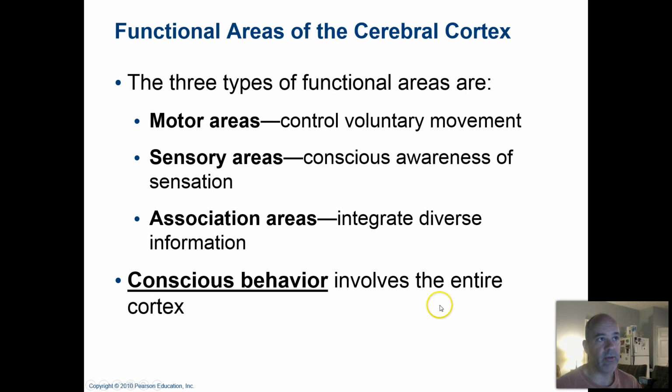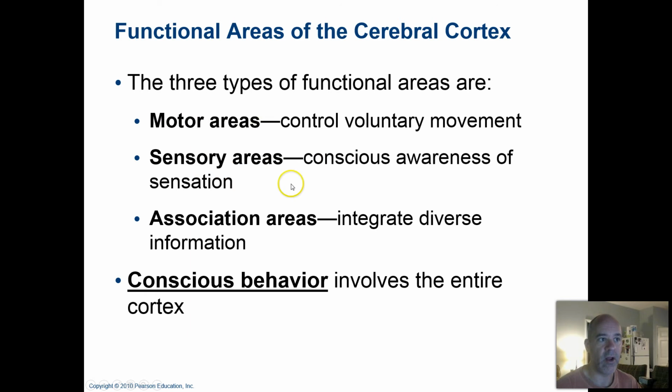All right, there are 3 major types of functional areas in the cerebral cortex. You have motor areas, which, as you might guess, control voluntary movement. In an earlier video lecture, we talked about how you have upper motor neurons. The cell bodies of those are up here in your cerebral cortex, and they're the neurons that send signals downward to lower motor neurons, most of which are in your spinal cord. Some, though, are in the brainstem. And then the lower motor neurons are the ones that actually send action potentials out to your skeletal muscle fibers. Then you have sensory areas.